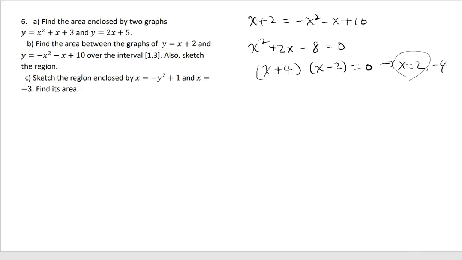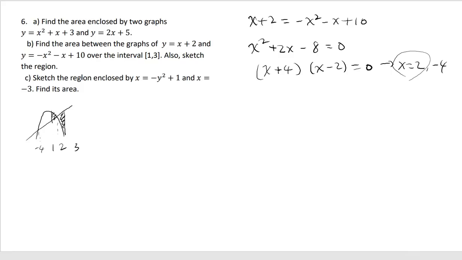Let's try to draw the graph. I know that this is like an upside down parabola, and I also know that this is kind of like a slanted line. It should be slanted this way because it's positive slope. And it must be that this is negative 4 and that's 2. But we're only thinking about between 1 and 3 here, so the region must be something like this. Okay.